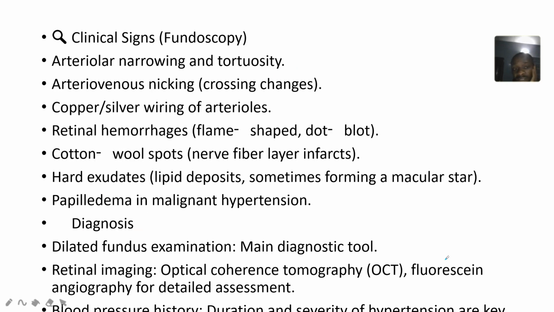So clinical signs, you see arteriolar narrowing and what? Tortuosity. Okay. Then arteriovenous nicking, copper and silver wiring of the arterioles, retinal hemorrhages, cotton wool spots, hard exudates, all those lipid deposits, you can find them there. Then papilledema in malignant hypertension.